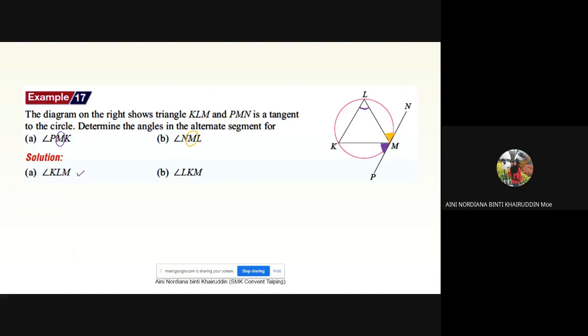Okay. So kalau angle yang yellow color ni, chord dia LM. LM to the circumference. So this is the answer. Boleh tak? Boleh, cikgu. Okay, so answer LKM. Or you can write MKL.